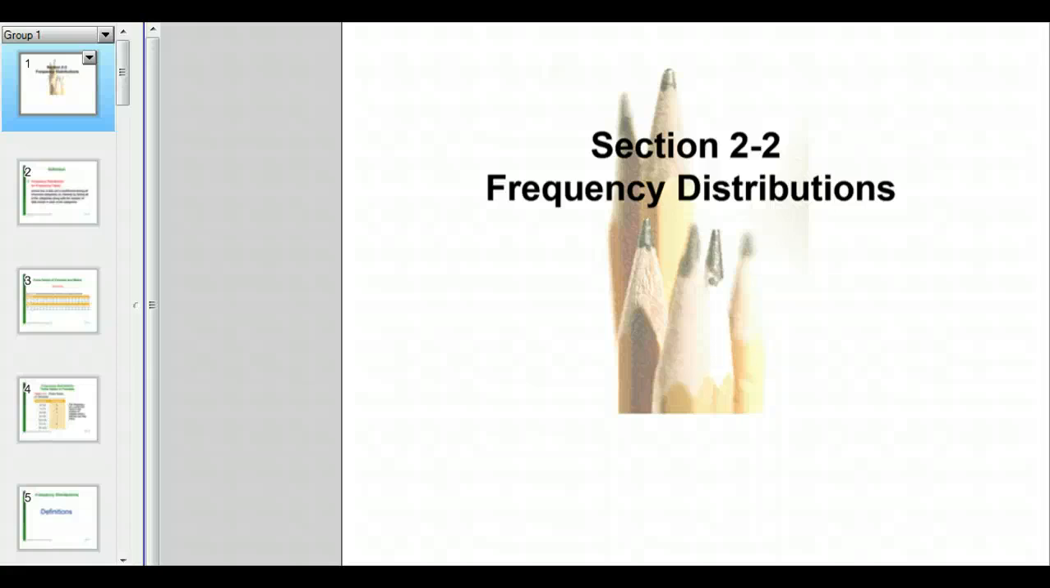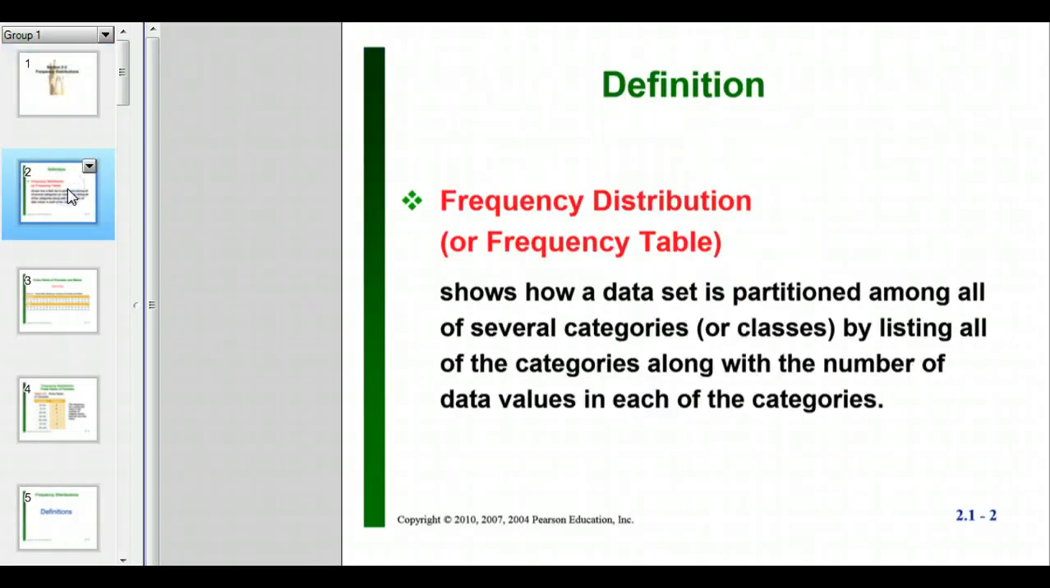This is your section 2 notes, frequency distributions. So a frequency distribution is basically a way to take your data set and group it together. Alright, so this is your book definition. Partitioning among several categories, we call them classes, by listing all of the categories along with the number of data values that fall in each of those categories or these classes.